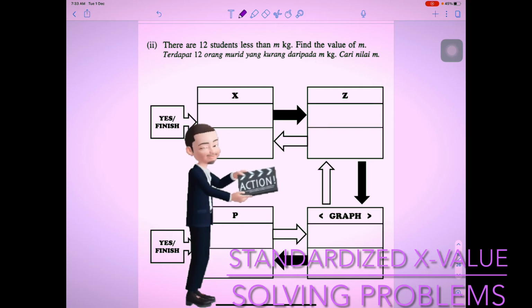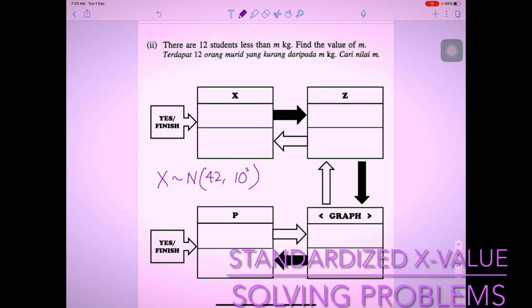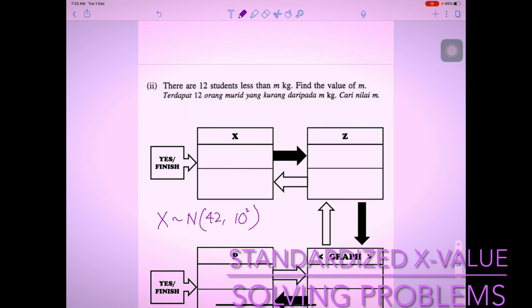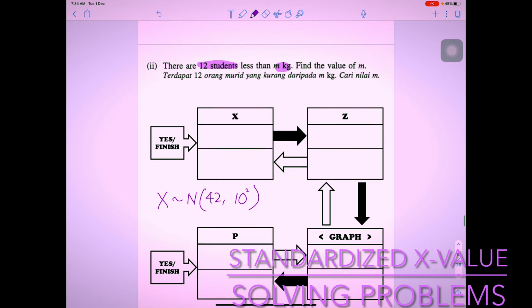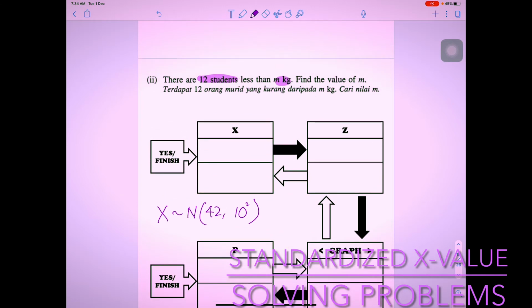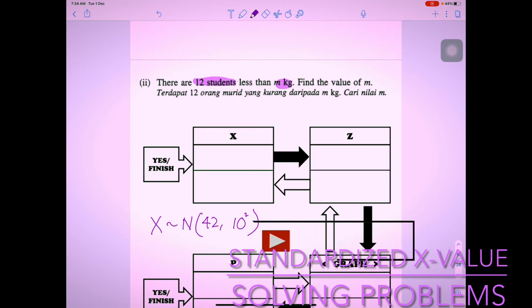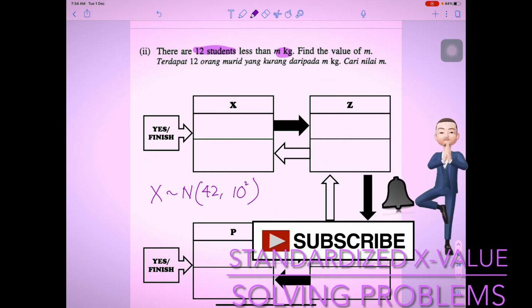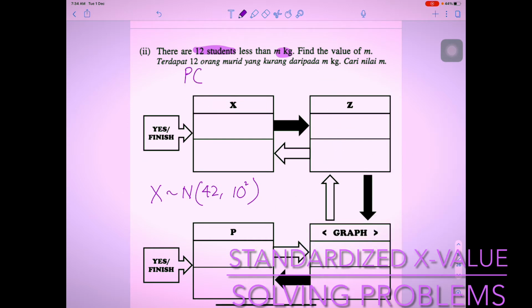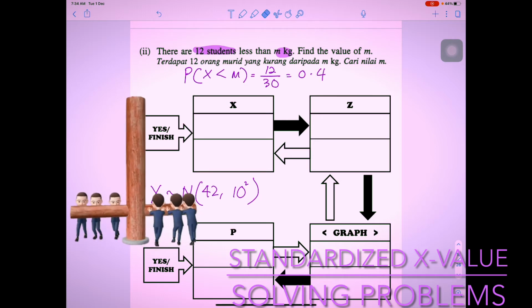Question 2. We still use the same data: mean 42 and 10 squared for the variance. There are 12 students less than m kilograms. Find the value of m. It's 12 students out of 30 students, so there are 12 students less than m kilograms. That means it is given that the probability of X less than m kilograms equals 12 out of 30 students, so it equals 0.4.